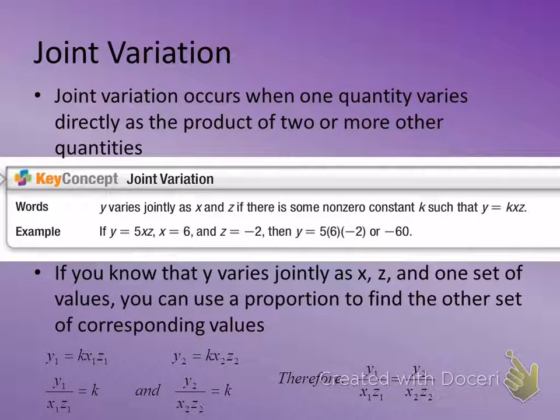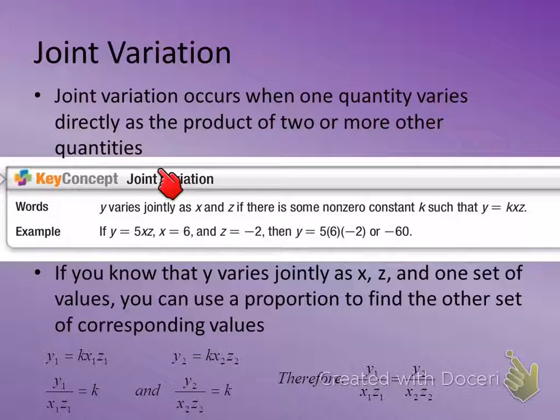The next type is called joint variation. Joint variation occurs when one quantity varies directly as the product of two or more other quantities. So it's going to look very, very similar to direct variation. The only difference is you have an extra variable.